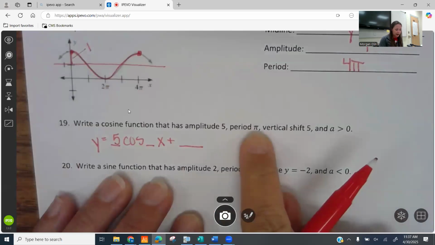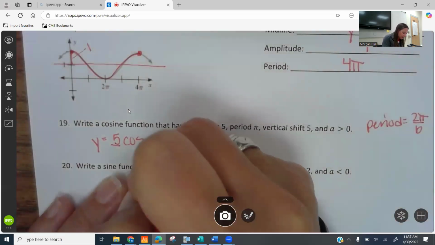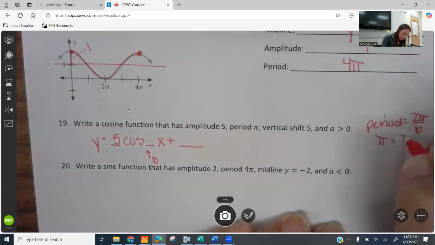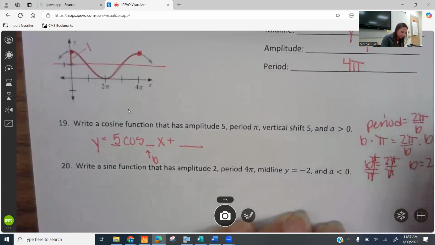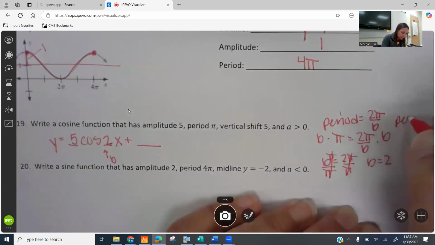Okay, the period is pi. Remember, period equals 2 pi over b. This is our b value right here. That's not our period. So when our period is pi, you can solve for b. This is one way to do it. So if you multiply by b, b pi equals 2 pi. And then we just divide by pi. And if you notice, the pi's cancel out, so b equals 2. Now, another way to do it is the period, and we talked about this in one of my videos. Or actually, hold on. B equals 2 pi over the period.